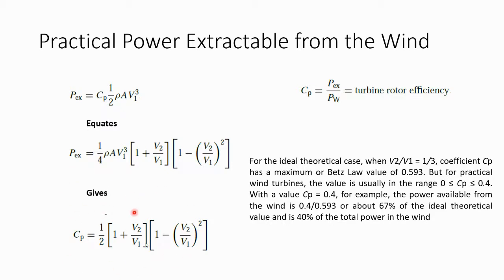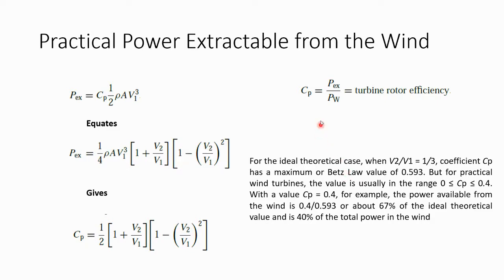Okay, so CP depends mainly on the incoming wind velocity and also the outgoing wind velocity. So if you are able to design a wind turbine that can obtain an outgoing wind velocity that is very close to your incoming wind velocity, then you have managed to increase your CP value, and then you have also managed to increase the efficiency of the wind turbine that you're designing.